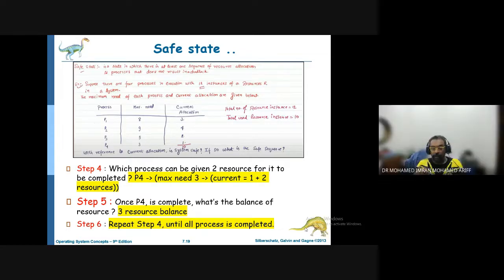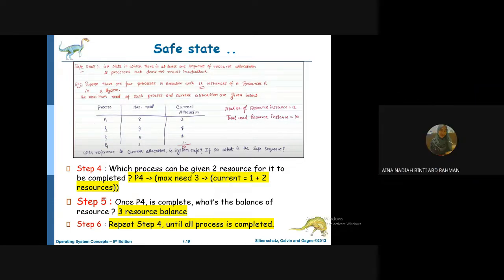8. 8, correct. Okay, so 8. So the last process to run is process 2.